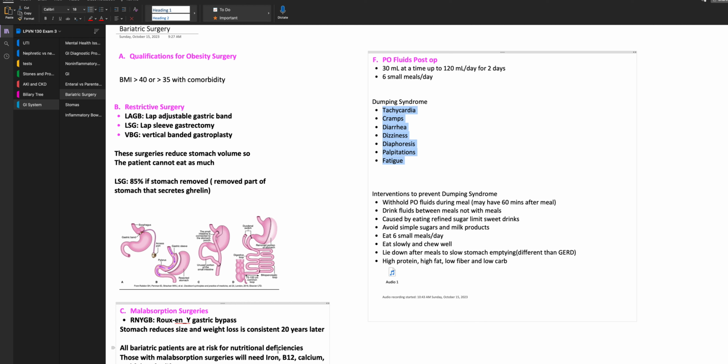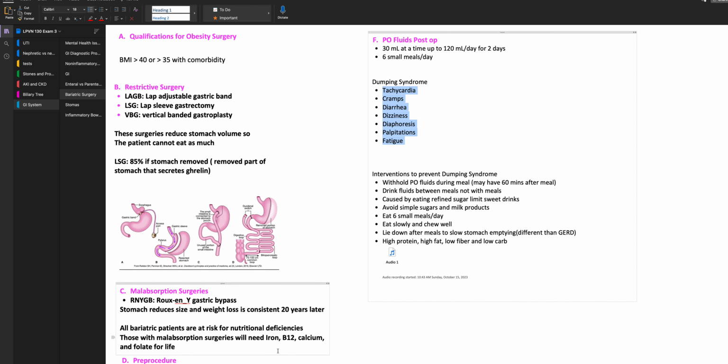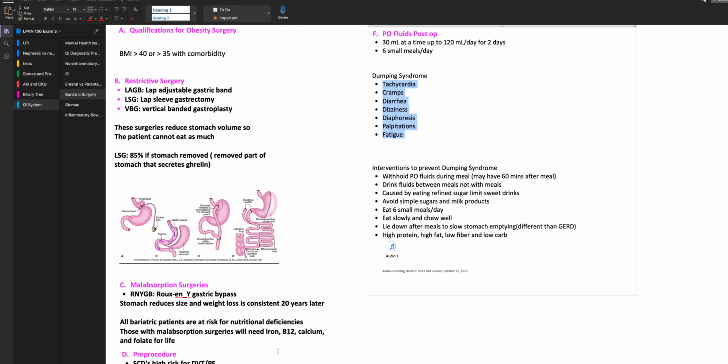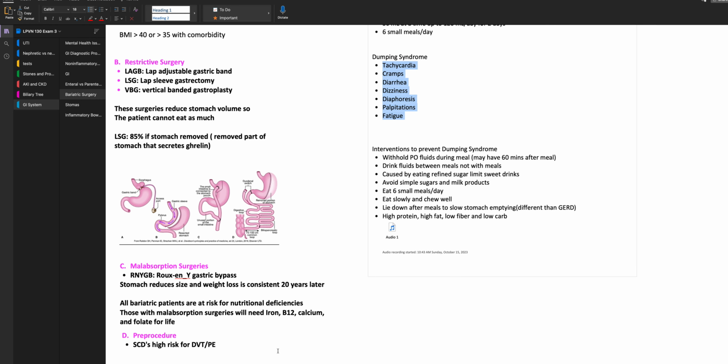And patients were able to go home off all their blood pressure meds and insulin like 2 days after they had the surgery. But the problem with it is they're always going to need iron, B12, calcium, and folate for life. They're high risk for DVT and pulmonary embolism because, first of all, they're overweight to begin with.